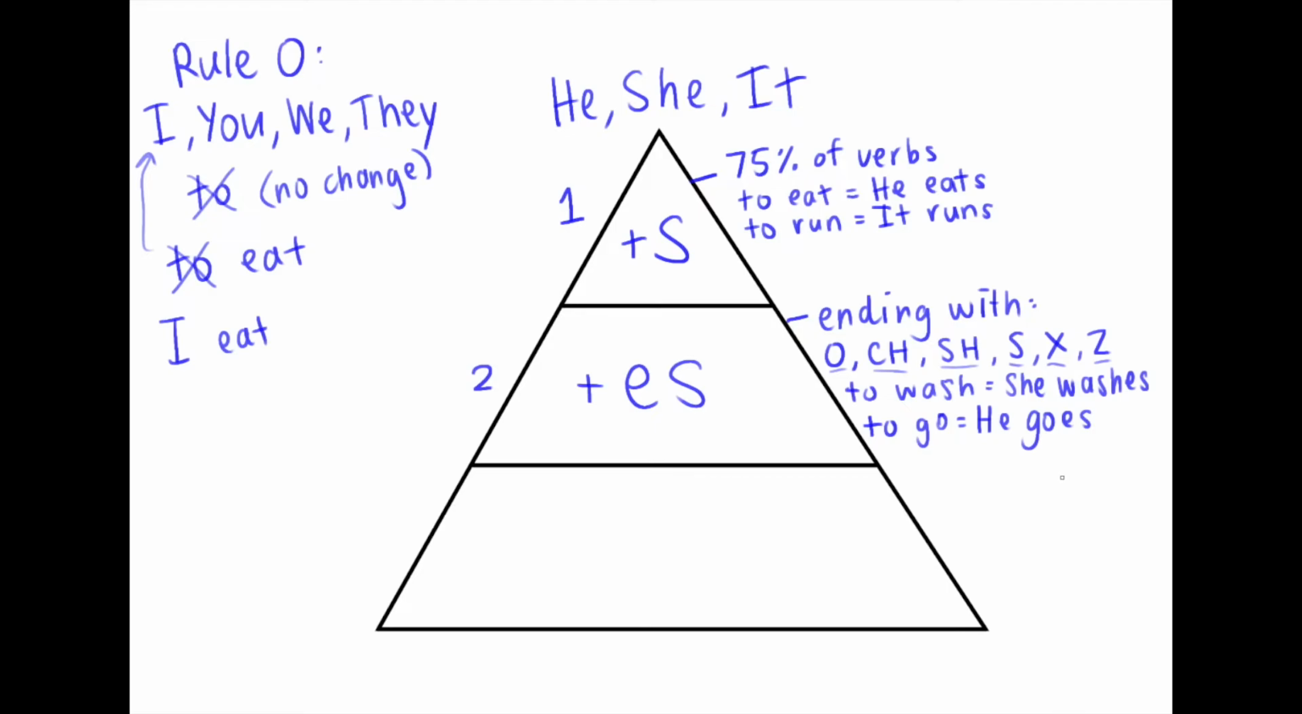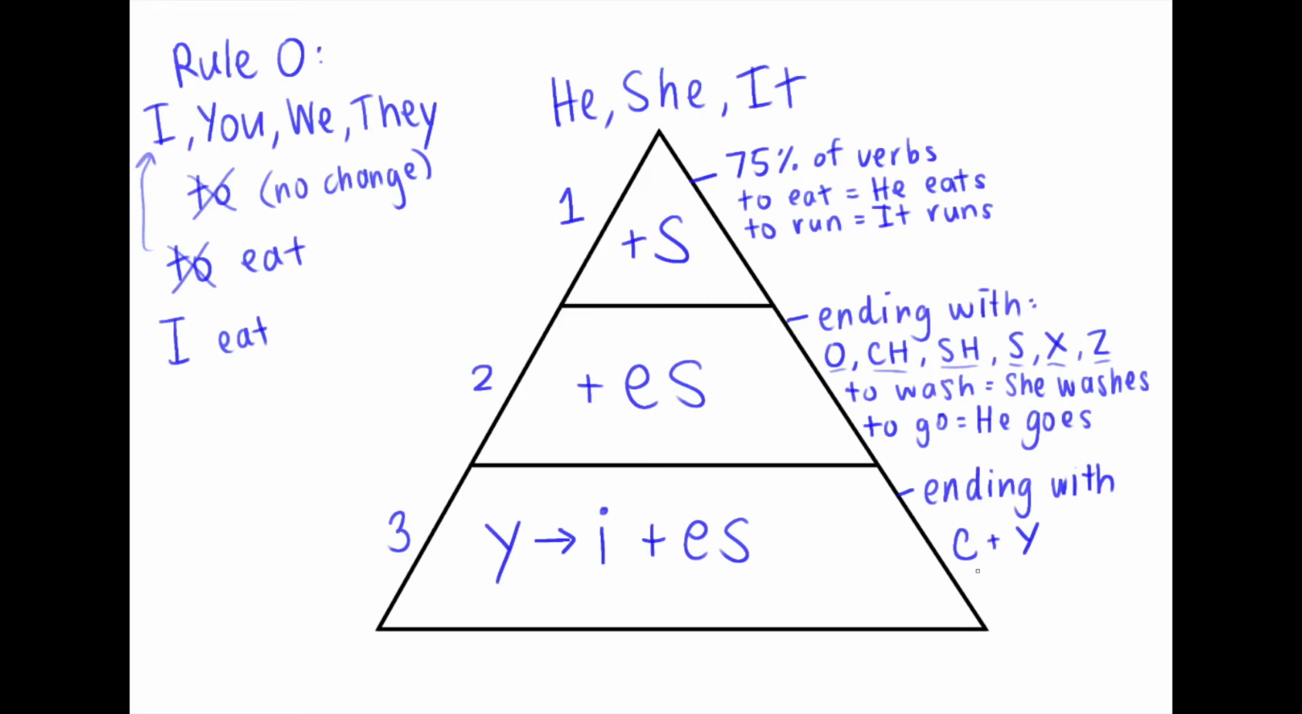All right, finally, we have rule number 3. And this one is the trickiest, so you really need to pay attention. This is for any verb that is ending with a consonant. So I'm just going to put the letter C for consonant and the letter Y. Okay? If you have a verb that ends with a consonant and the letter Y, you are going to put the Y into I. It's almost like it's transforming into an I, and then you add es.